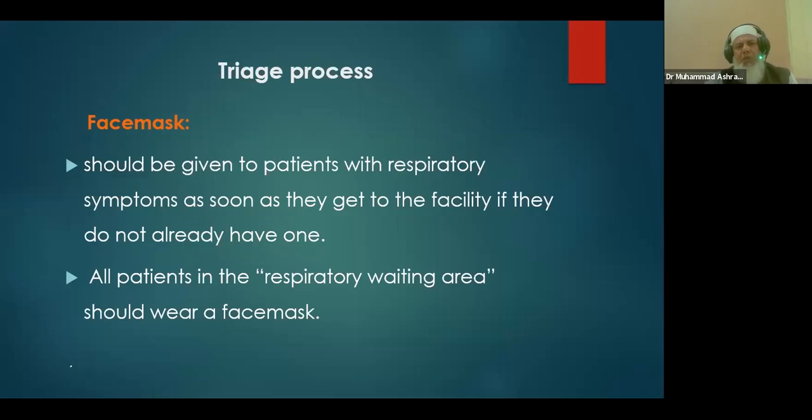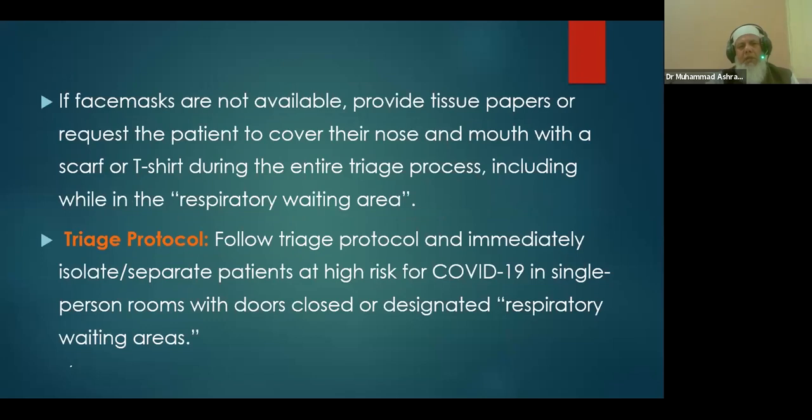Now the triage process: when people come to this facility, what process should be done? What should actually be done in this triage area? First, the face mask. A face mask should be given to patients with respiratory symptoms as soon as they get to the facility, if they do not already have one. All patients in the respiratory waiting area should wear a face mask. If face masks are not available, provide tissue papers or request the patient to cover their nose and mouth with a scarf or t-shirt during the entire triage process, including while in the respiratory waiting area.